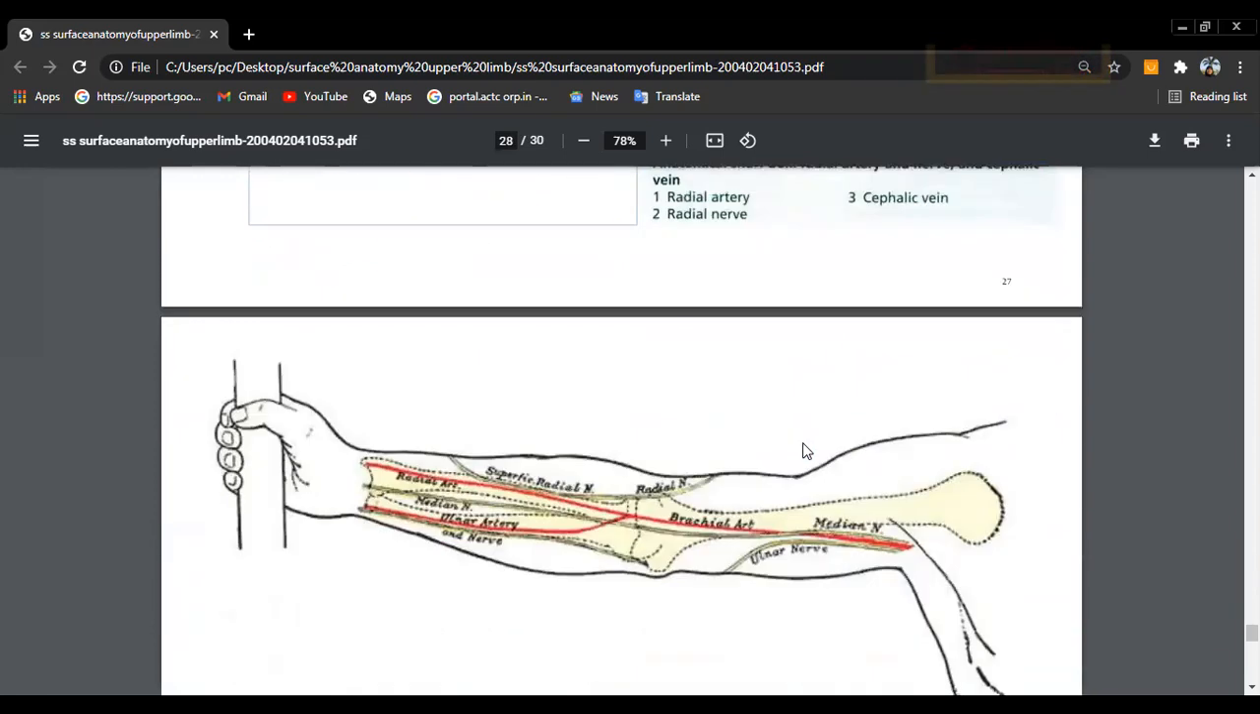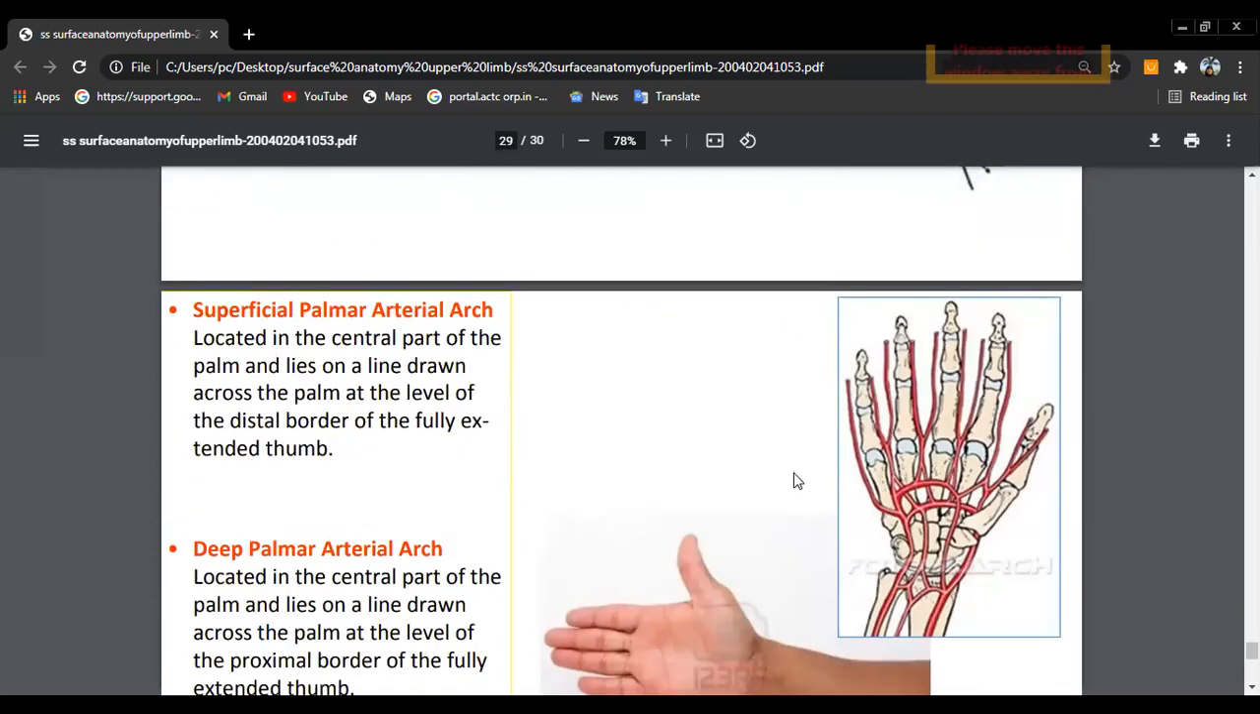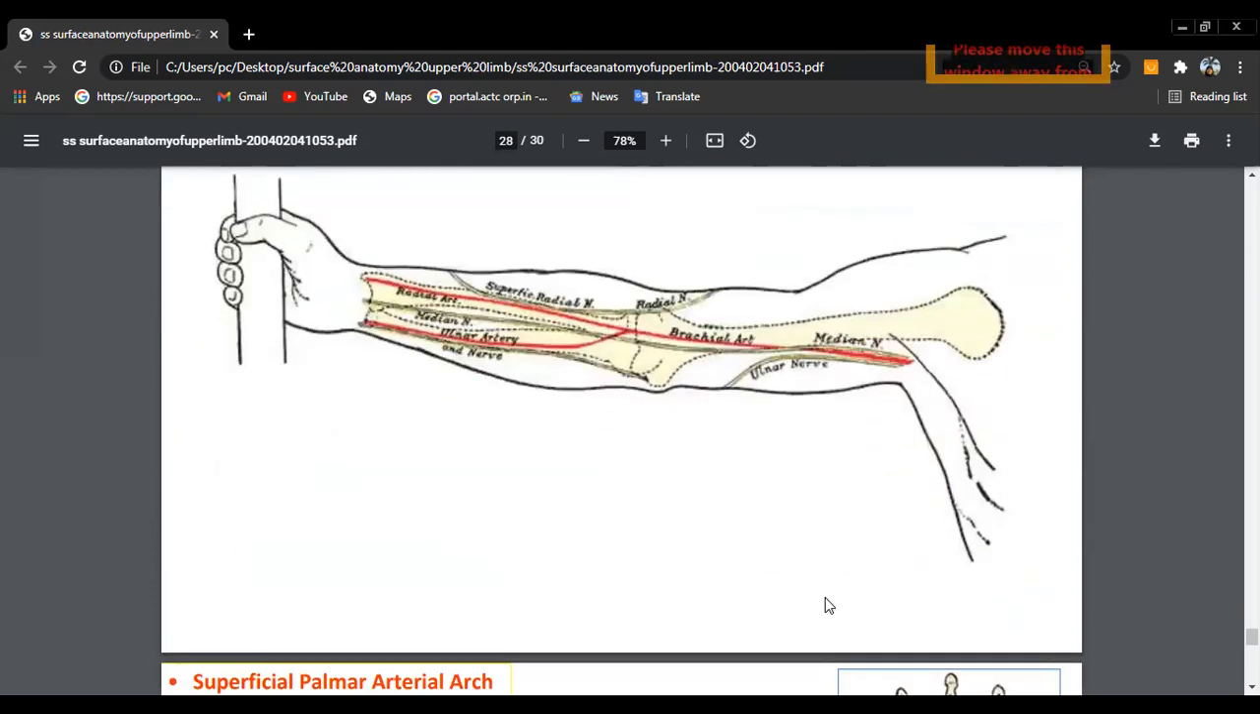Now if you observe the various structures in the arm and forearm, we know the continuation of the axillary artery is the brachial artery, which divides into the radial artery laterally and the ulnar artery medially. We also know the course of the median nerve and ulnar nerve, and the radial nerve goes behind, isn't it?